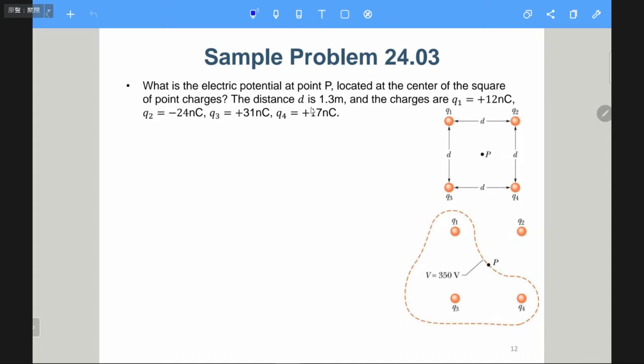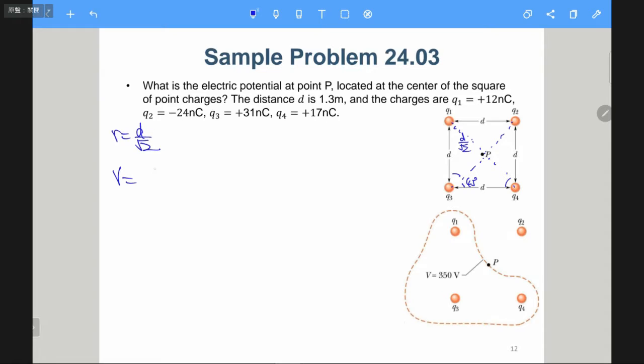The distance is D, and the charges are Q1, Q2, Q3, Q4. So this is nothing special. We would just like to calculate this. The distance R is D over square root of 2, because this is a square and at the center point it is all the way 45 degrees. So this is easy. We have R equals D over square root of 2.